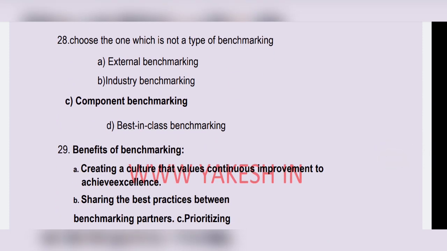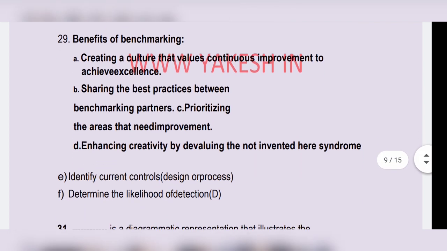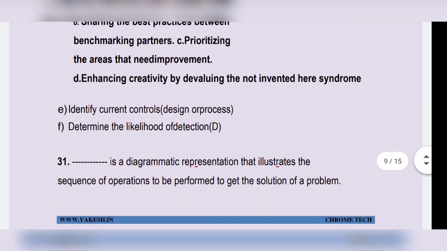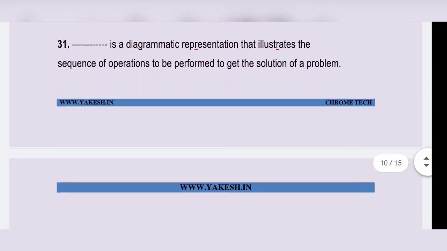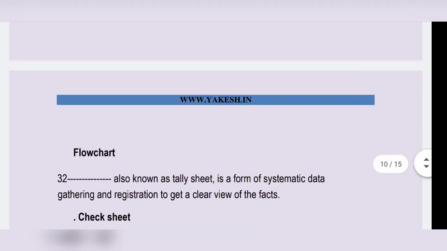Choose which is not a type of benchmarking. Component benchmarking, option C. Benefits of benchmarking. Dash is a diagrammatic representation that illustrates the sequence of operations to be performed to get the solution of a problem. Flowchart.